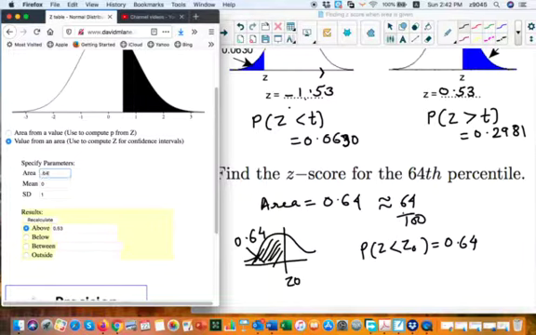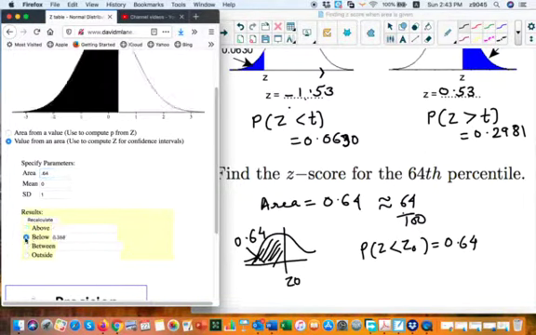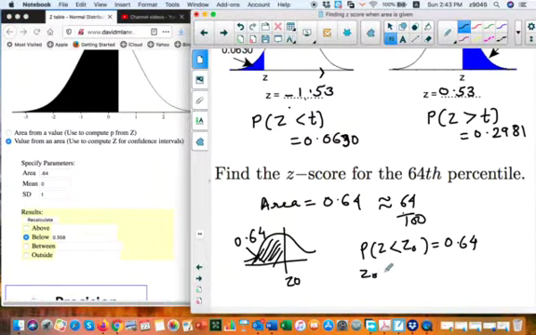0.64 is the area, and it's a left tail question. So the value of z0 in this question is going to be equal to 0.358. So this is the z-score corresponding to the 64th percentile.